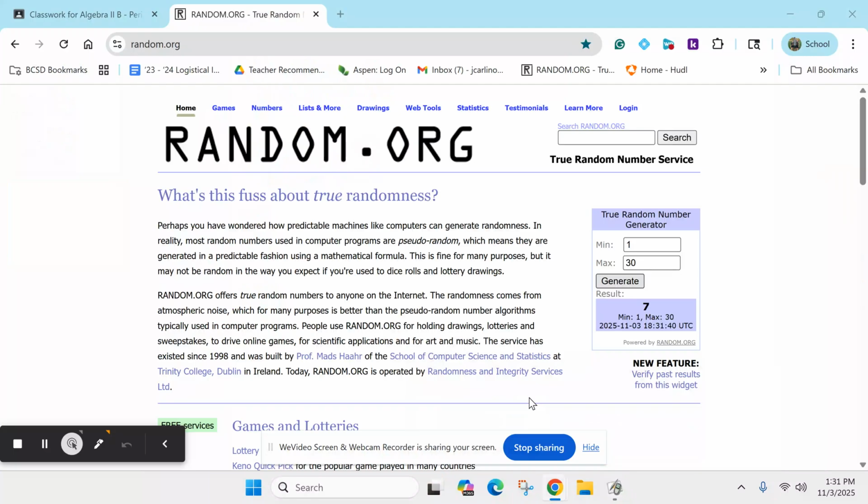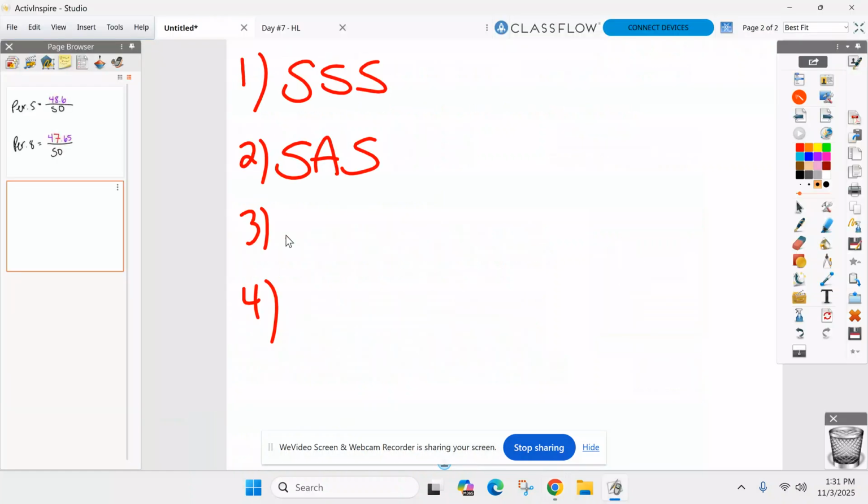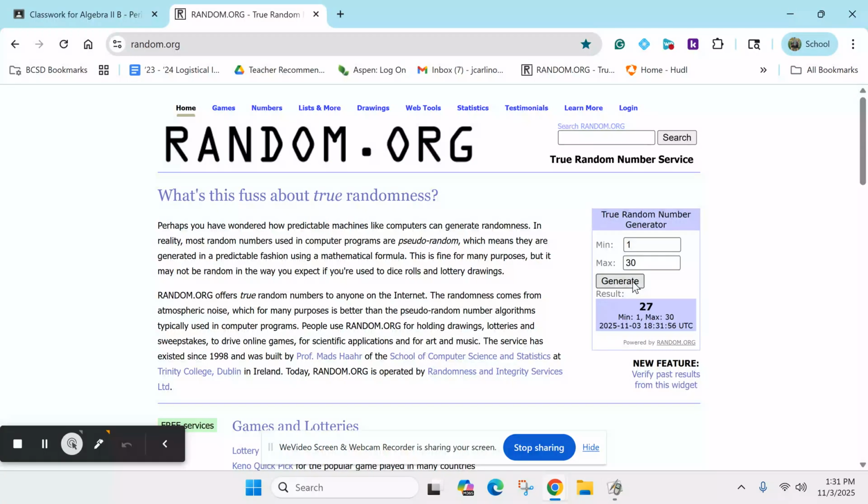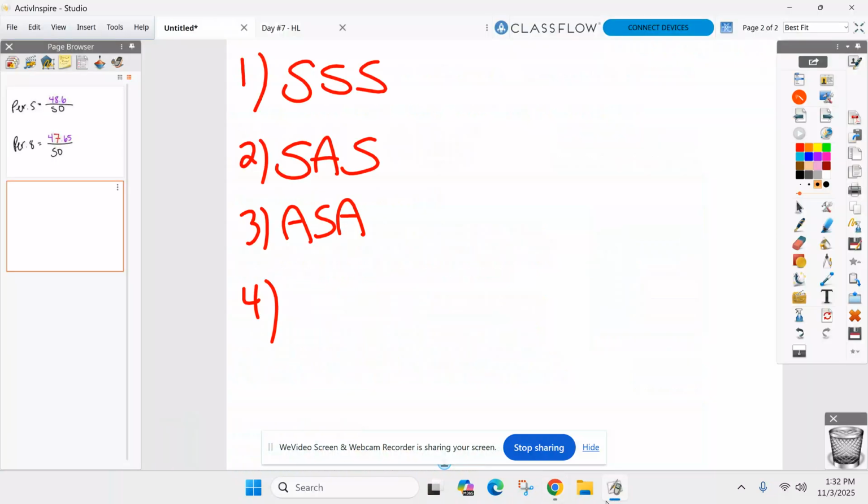How about another method here? Kai, how about another one? Angle, side, angle. Next one up, final method up here. Robert. Angle, angle, side.